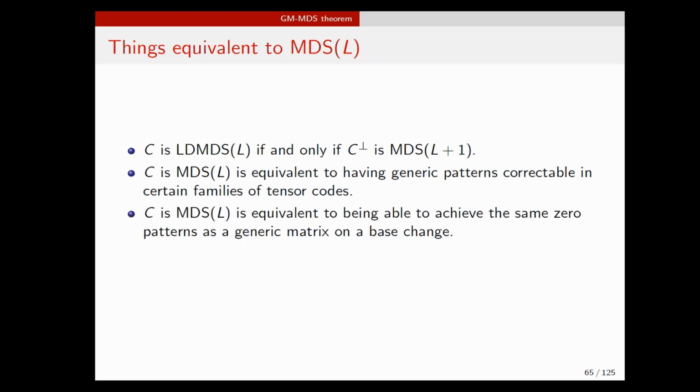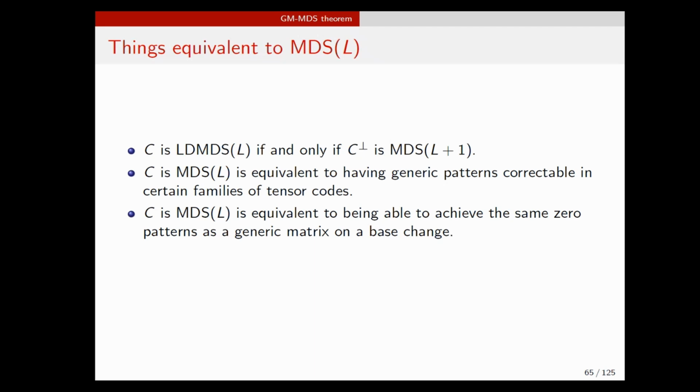There is another equivalence. A code is said to be MDSL if and only if it can achieve the same zero patterns as a completely generic matrix. What do I mean by that? I can take the generator matrix of my code and try to sparsify it by doing a basis change. A generic matrix allows for some sparsification, and it turns out a code is MDSL if it achieves the same patterns as a generic matrix, and the L sort of controls the number of unique patterns that you're seeing in some sense.